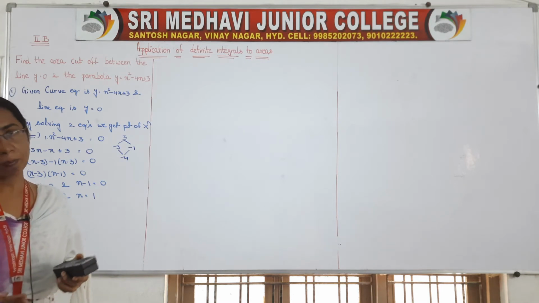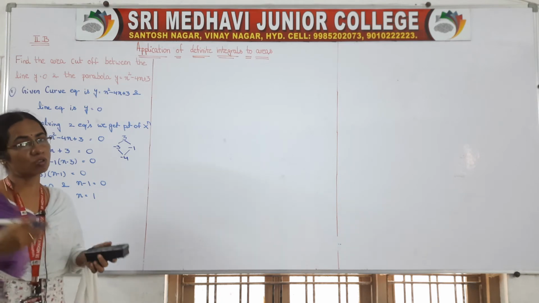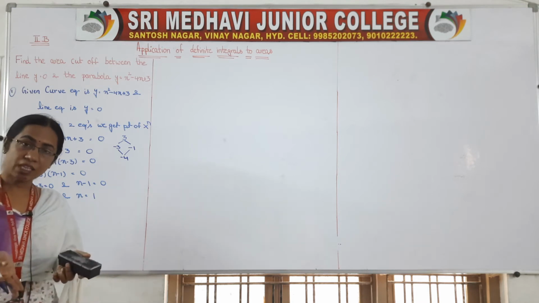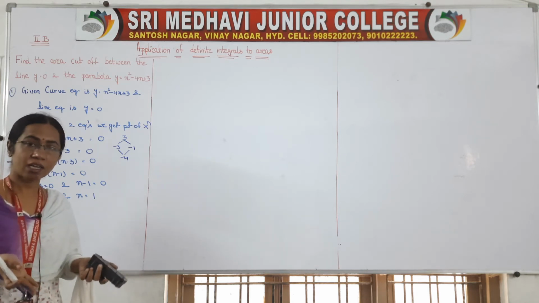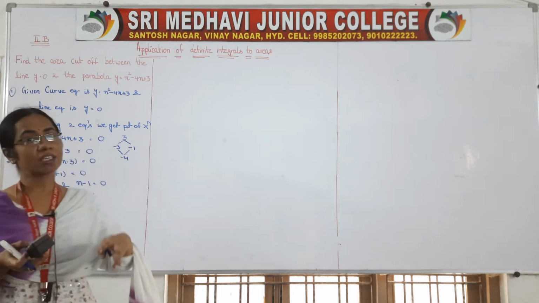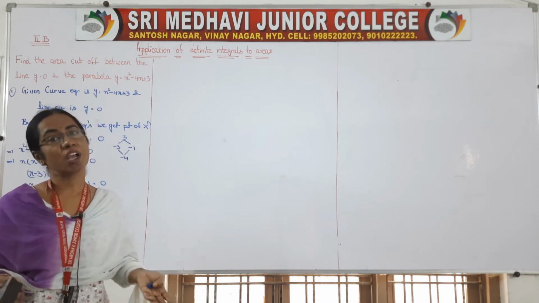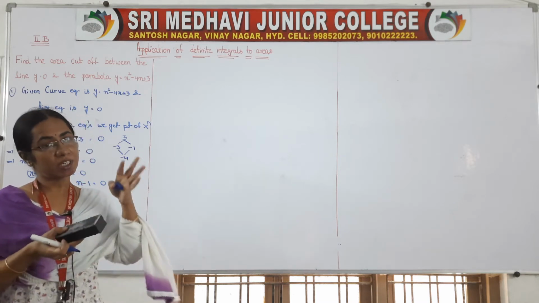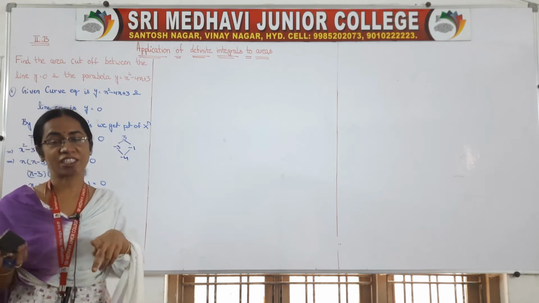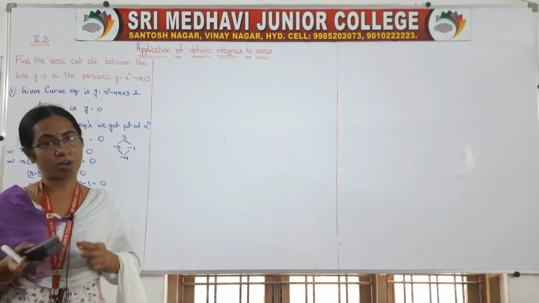Sometimes two curve equations will be given to you. Just solve those two curve equations, then you will get their point of intersection. In between them only we are having the area, isn't it? We have to find the area between the curve and the line, meaning they are intersecting. In between them only we have to find the area. That means if we solve them, we will get their point of intersection, and we have to find the area from that point to another point.